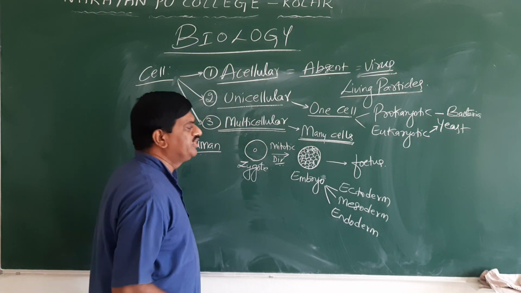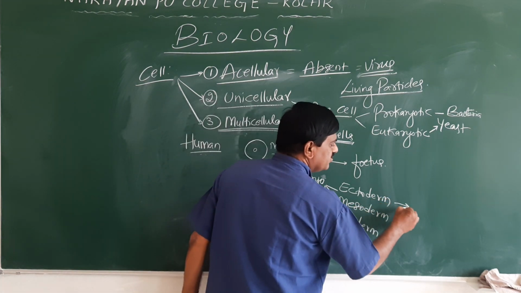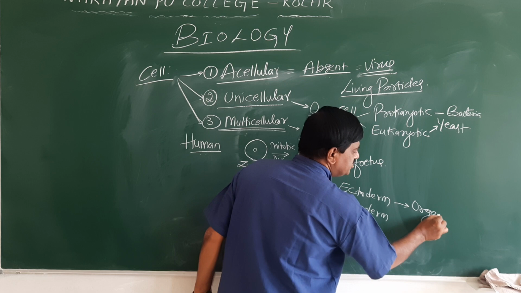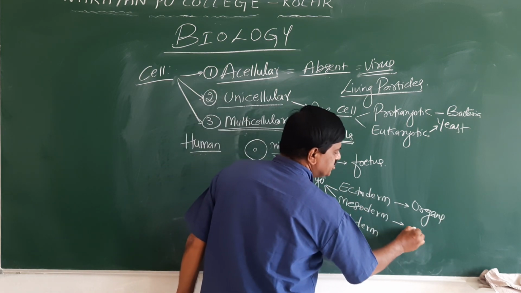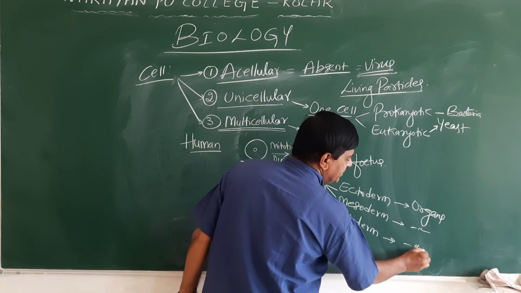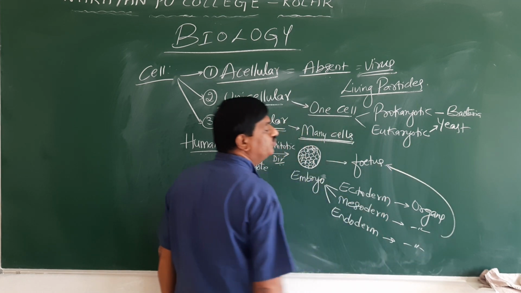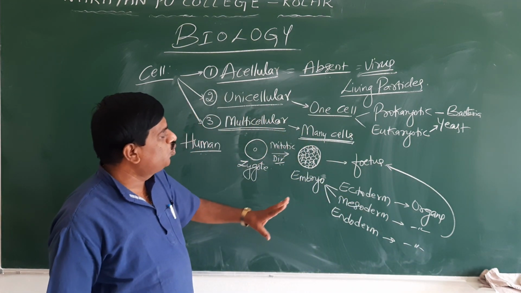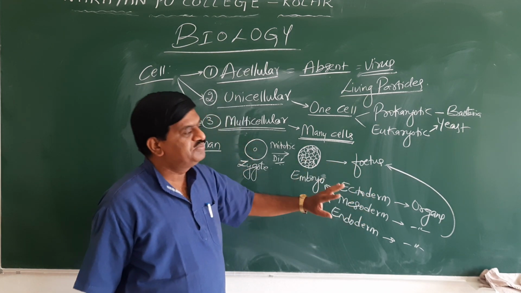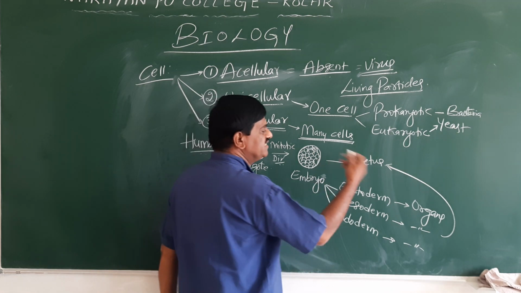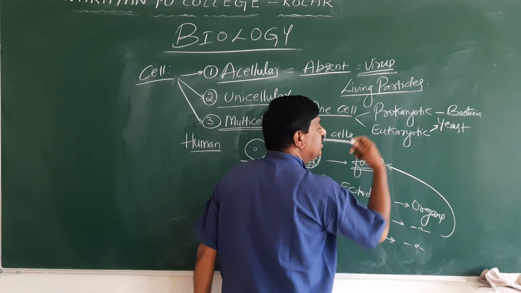The ectoderm gives rise to some organs. Mesoderm gives rise to some organs, and endoderm gives rise to some organs, and finally it is converted to a fetus. So inside the mother's womb, the ectoderm, endoderm and mesoderm help in the formation of organs, and this leads to the formation of the fetus.